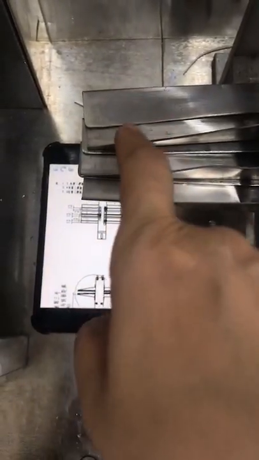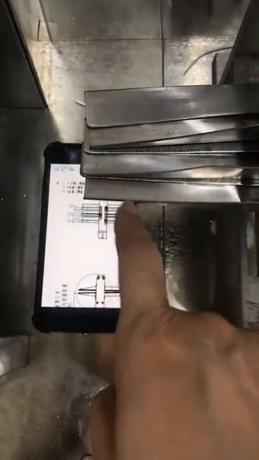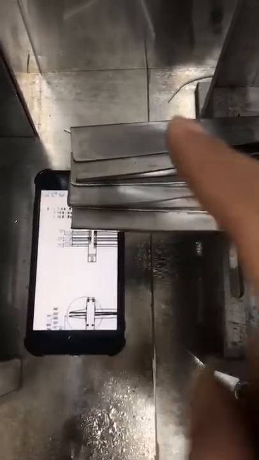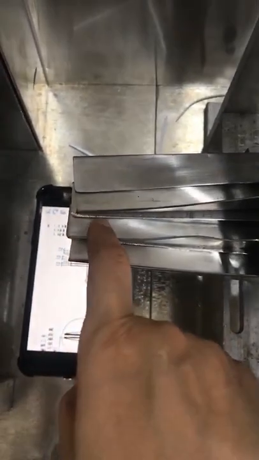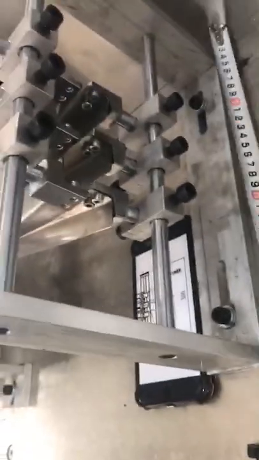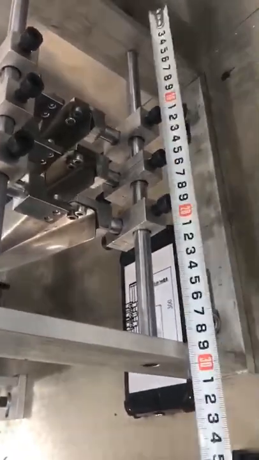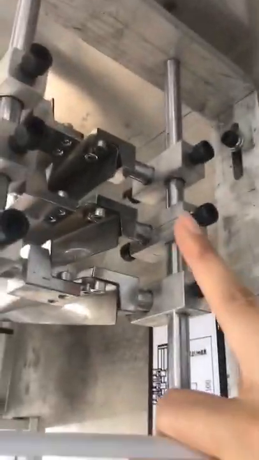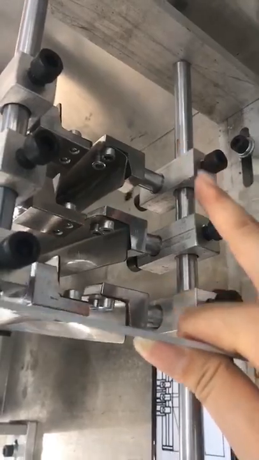This is 1, 2, 3, 4, 5, 6. And from the first to the second is 12. The second to the third is 2. The third to the downside is the same. 300 and the center distance is 43, 43.